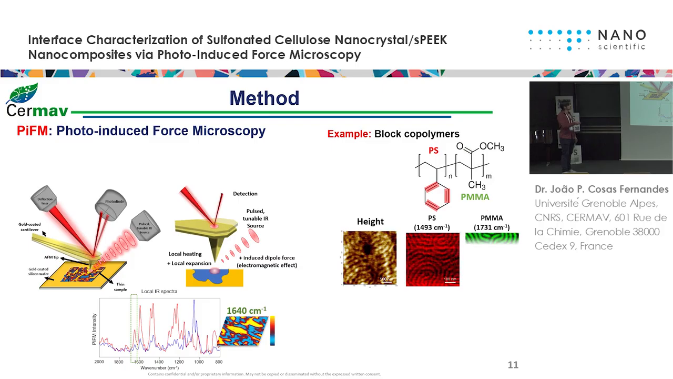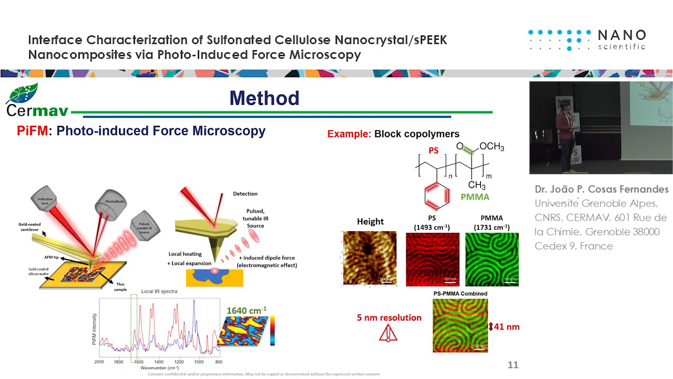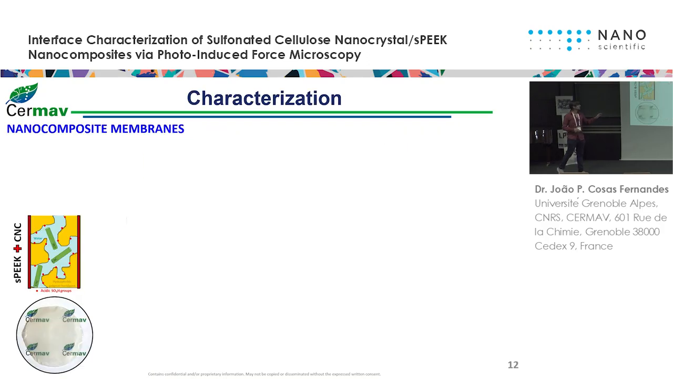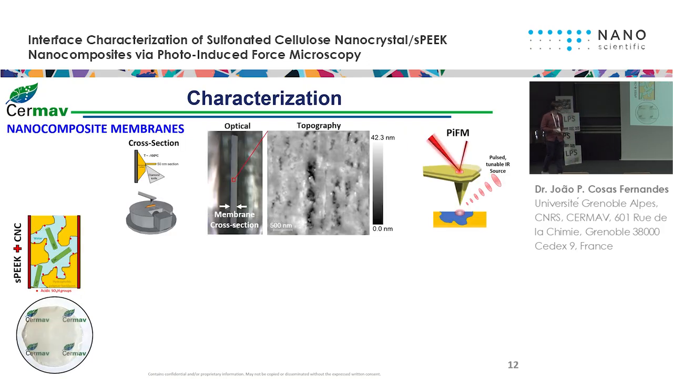A very fast example: a block copolymer of PS-PMMA. If I do the topography, we cannot really distinguish both of the blocks. But if I tune the laser to one band that is specific to PS, I start to have a contrast. If I do the same thing for PMMA, I have another contrast. And if I put them together, we can clearly separate each of the blocks. Here, separated by 41 nanometers, which gives us a lateral resolution of 5 nanometers.